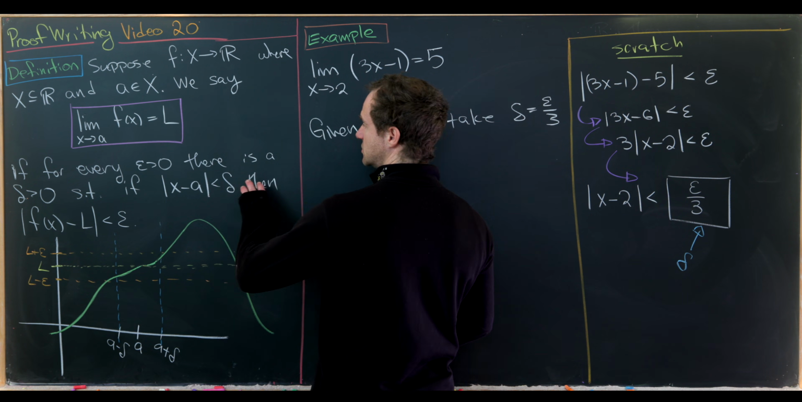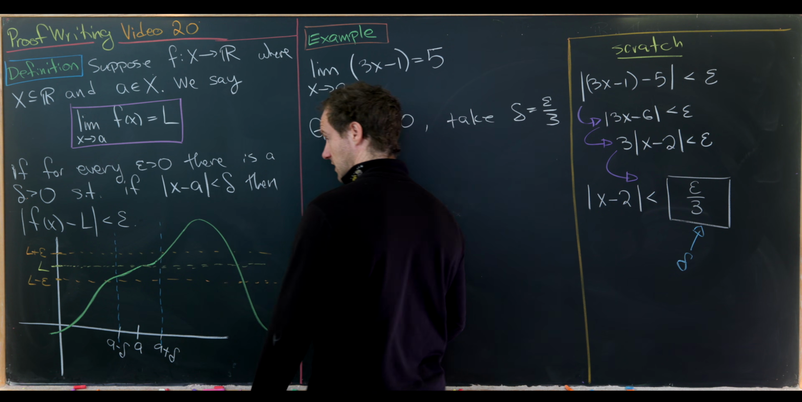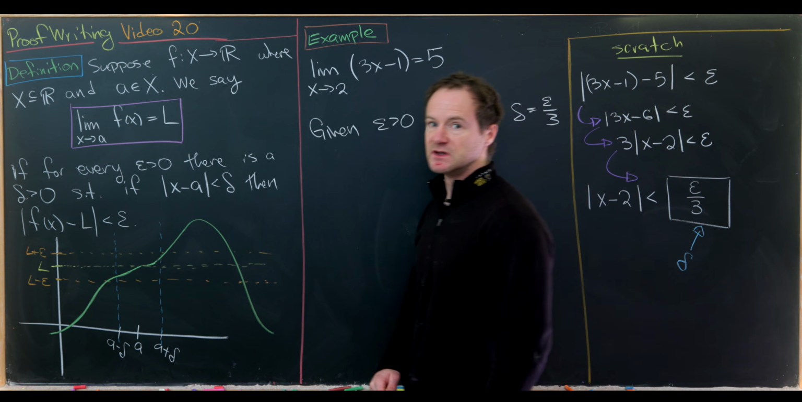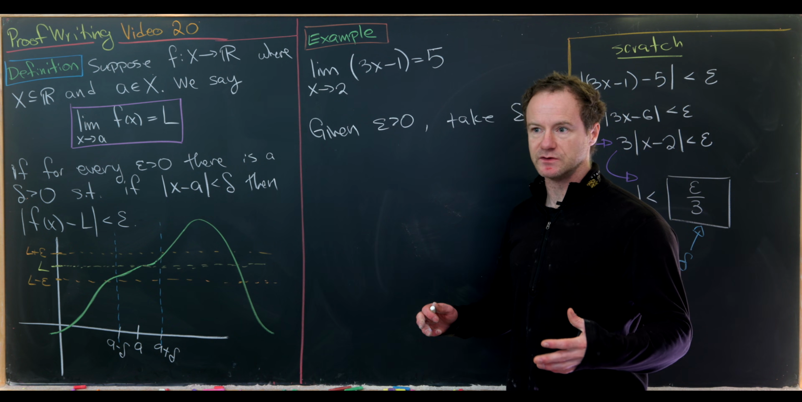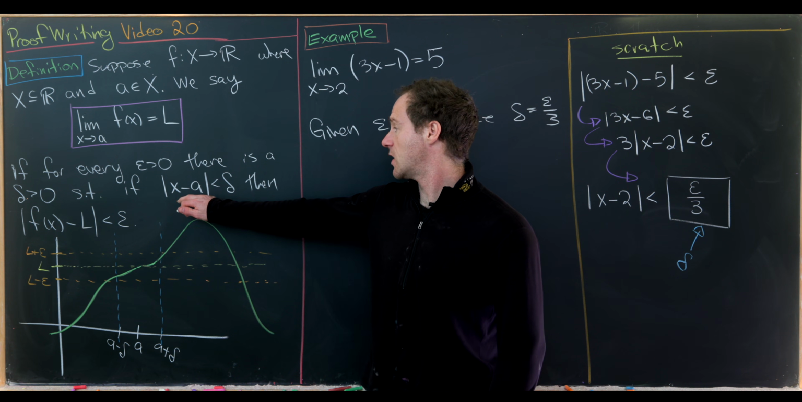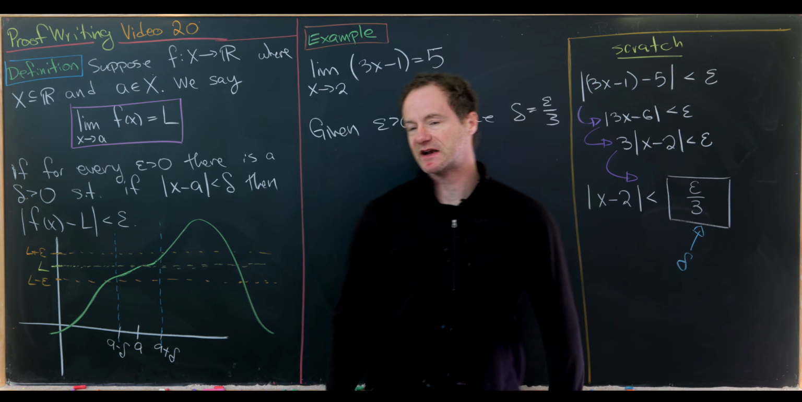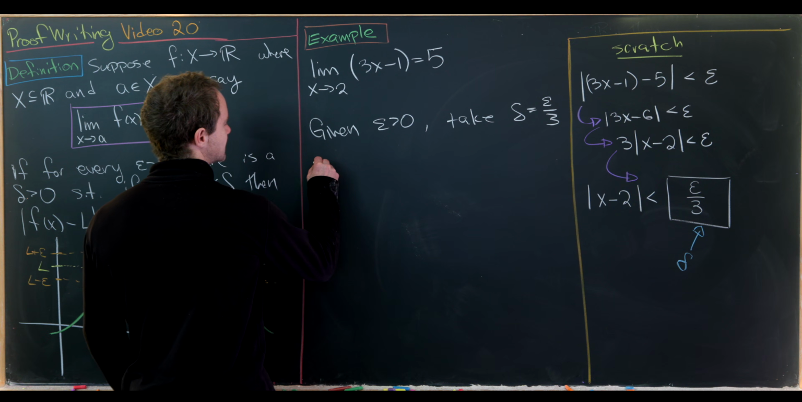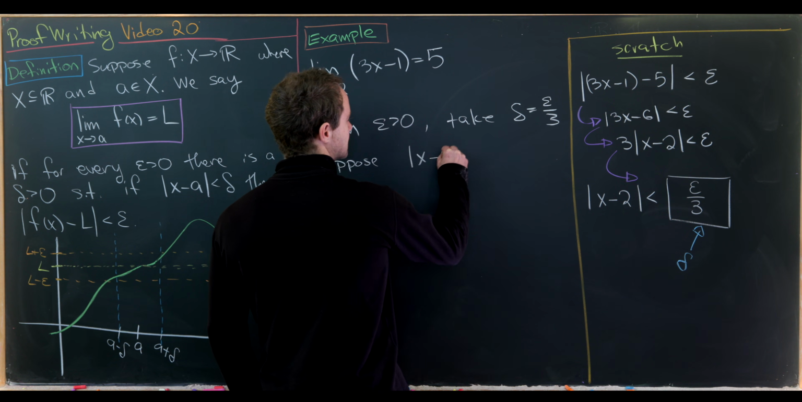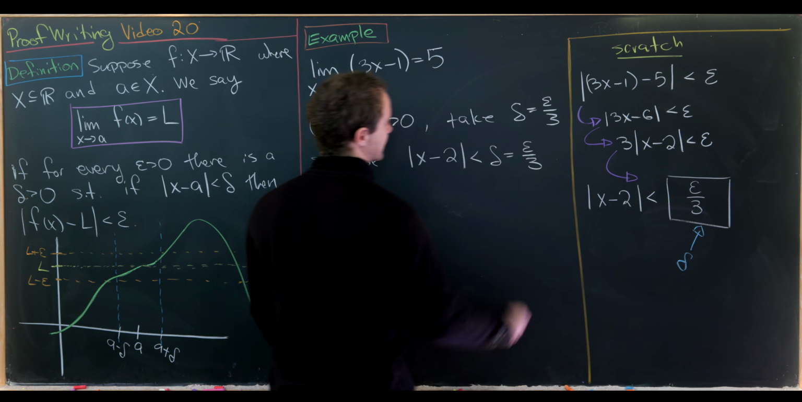So next up, let's notice that after we take this arbitrary epsilon and pick a delta, we have a conditional statement, an if-then statement. So that means we need to prove that using standard rules from proving conditional statements. So we will suppose that the absolute value of x minus a is less than delta and show that that leads to the absolute value of f(x) minus L is less than epsilon. Okay, so let's do that. Let's suppose that the absolute value of x minus 2 is less than delta, but delta is equal to epsilon over 3.